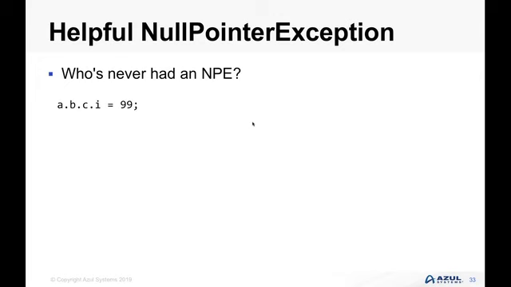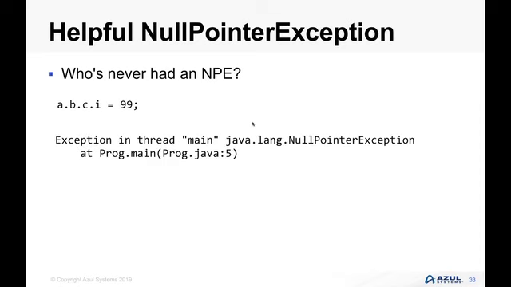But the problem we face is when we do something like this. So again, very standard piece of Java code, a.b.c.i equals 99. If we make that assignment, we could have a problem, because if part of that statement results in a null pointer, we get a NullPointerException. And we'll see something like this, where we say exception in thread main, java.lang.NullPointerException at line 5. Okay, that's great, except it doesn't tell us what caused the error.